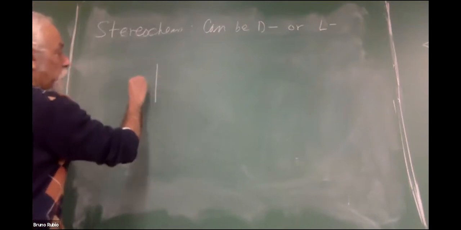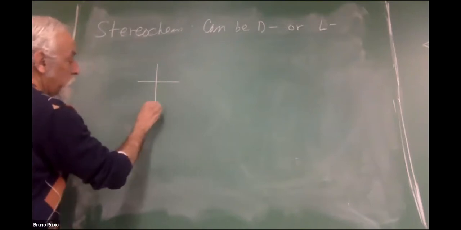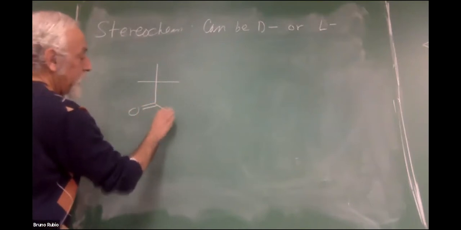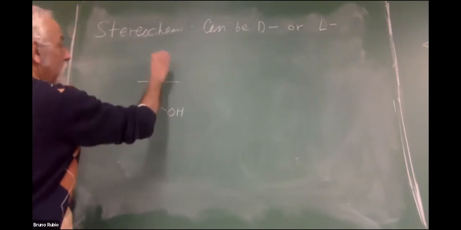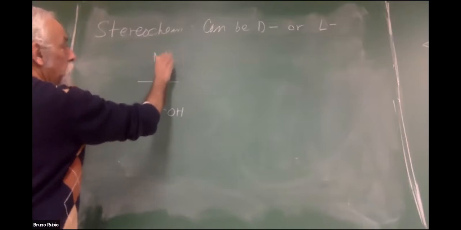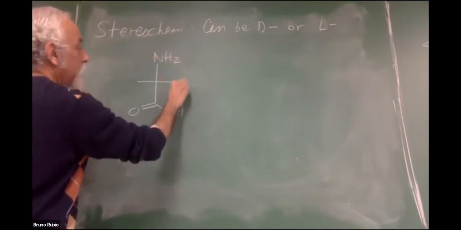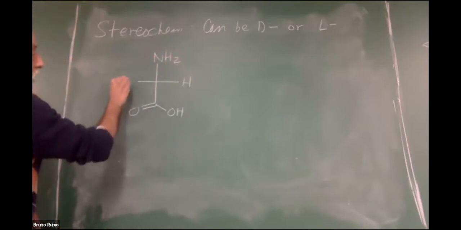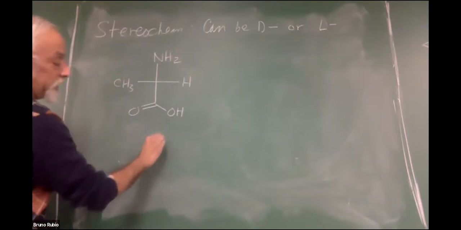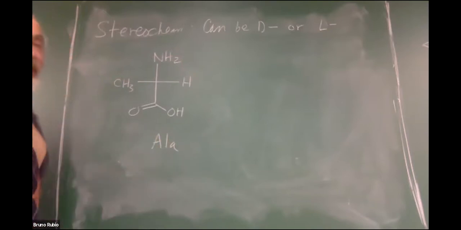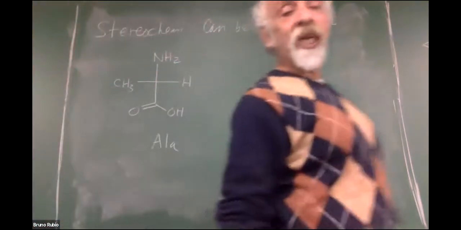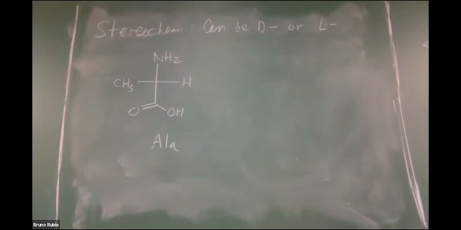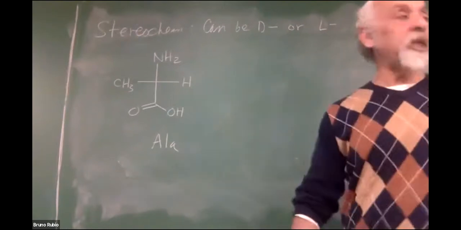Maybe from a Fischer projection. I'm going to put the carboxylic acid down here, and maybe I'll put the NH2 group up here, hydrogen there, and CH3 there. This is alanine, but I would like you to tell me, is this D-alanine that we're looking at here, or is it L-alanine? So why don't you take a few minutes and try to figure that out?